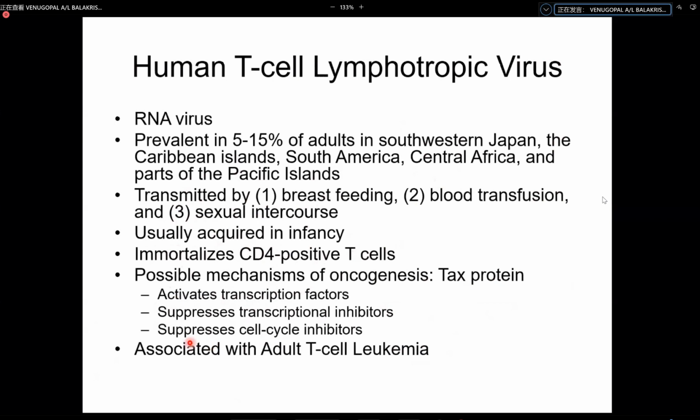It suppresses cell cycle inhibitors. So there are inhibitors to inhibit the cell cycle, or keep it going so that the cell will mature. But now this virus is going to suppress the cell cycle inhibitors. So it doesn't allow the inhibitor to work. Okay.